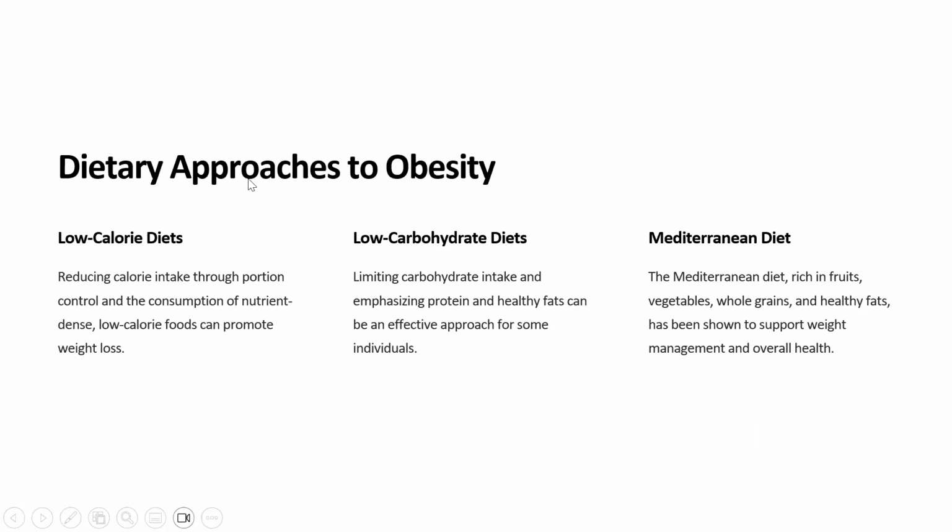The different dietary approaches which can be used in obesity are the low-calorie diet, which results in weight loss. A low-carb diet, emphasizing protein and healthy fats, can be an effective approach for some individuals. The Mediterranean diet, which is focused on fruits, vegetables, whole grains, and healthy fats, has been shown to support weight management along with overall health.